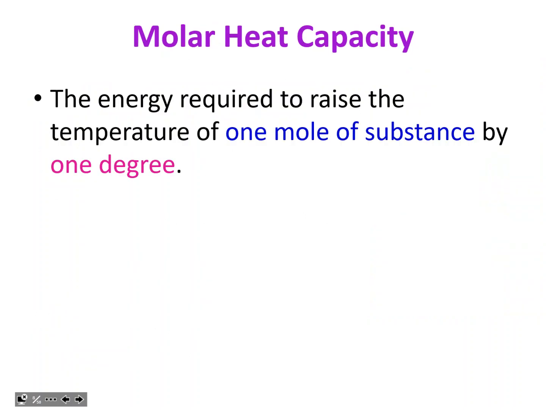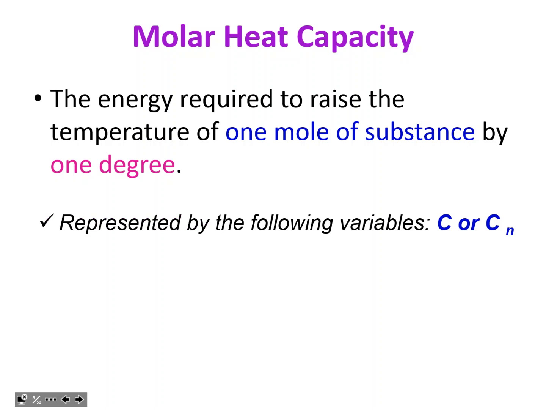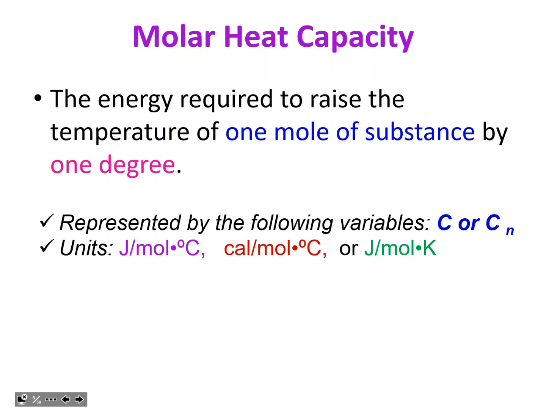All right, now moving on to molar heat capacity. Molar heat capacity involves the amount to raise 1 mole of a substance 1 degree, represented by C or Cn, referring to the idea of mole. That is the normal variable for mole. So you might see joules per mole degree Celsius, calorie per mole degree Celsius, joule per mole Kelvin.